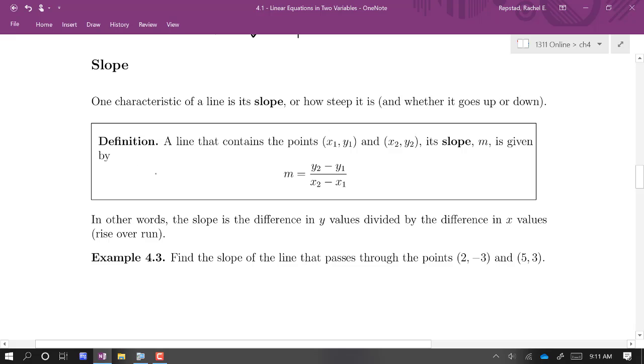So the slope of a line, say I have a line that contains 2 points, x1, y1, and x2, y2. The slope is given by this formula, y2 minus y1 over x2 minus x1. We can remember that as being rise over run, and here I am going to misspell the word rise on purpose. I'm trying to remember that the y's go on top.